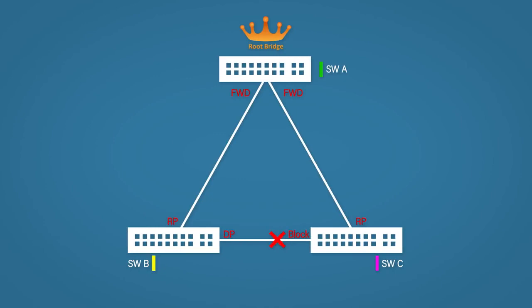Let's say the link between switch A and switch B goes down. Switch B will stop getting hello messages from switch A. First, it will wait for the max age timer, which is 20 seconds. Then, realizing something's wrong, it will have to react by moving its link to switch C to its root port. But this is the problem. A blocked port cannot move to a forwarding state right away. It first needs to go through the other states.